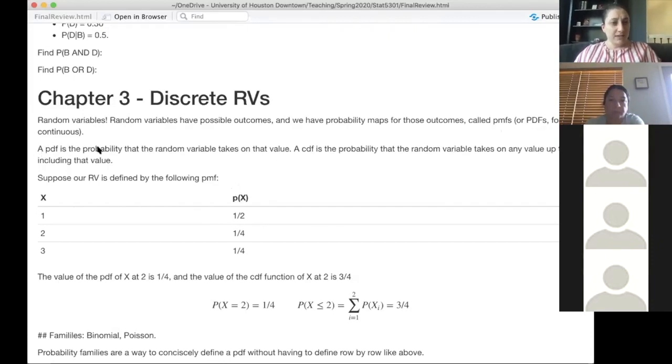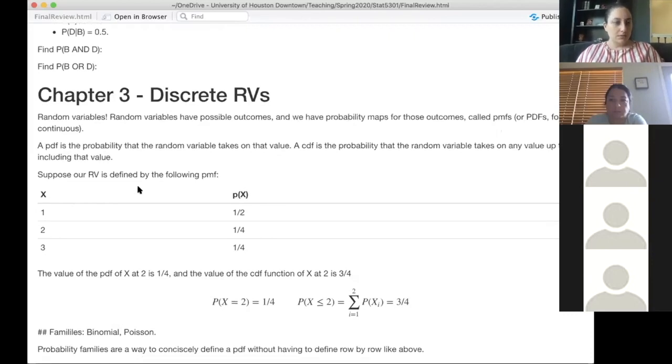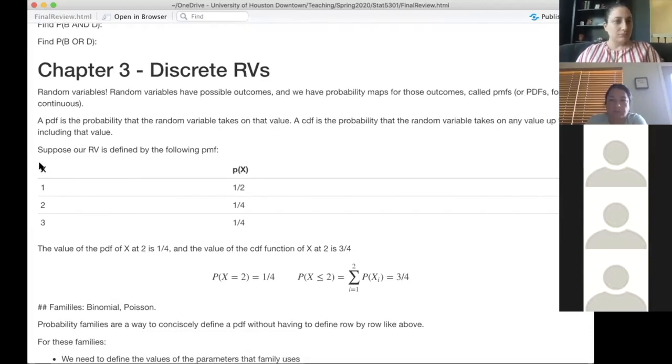A PDF is the probability that the random variable takes on that value. Our CDF is the probability that the random variable takes on any value up to and including that value. So, mini example: suppose that we have a random variable defined by the following PMF. X can be 1, 2, or 3, and the probability of X being 1 is a half, the probability of X being 2 is a fourth, the probability of X being 3 is a fourth.